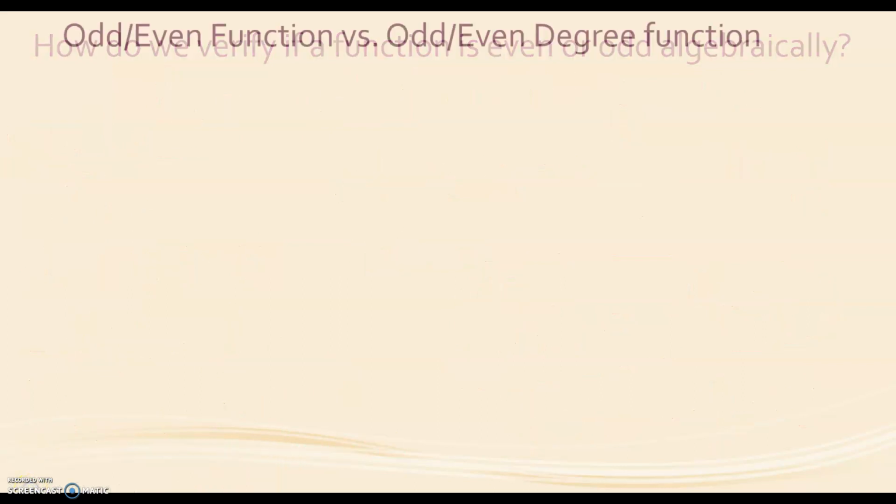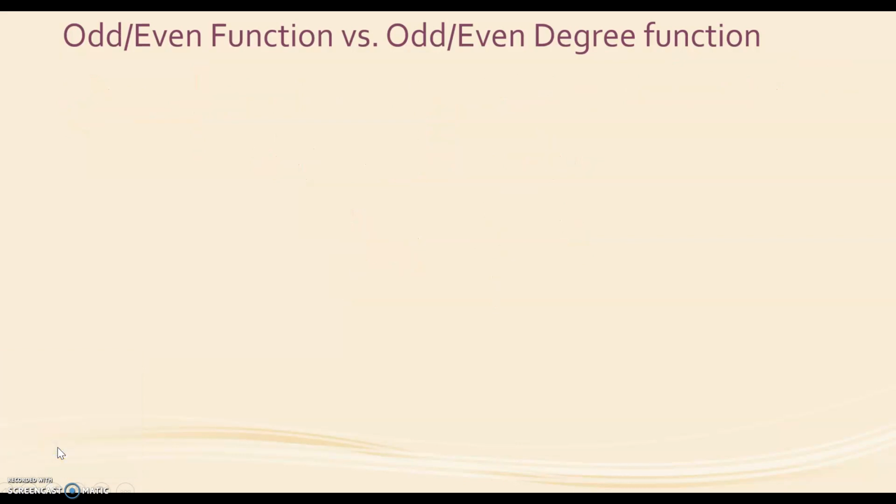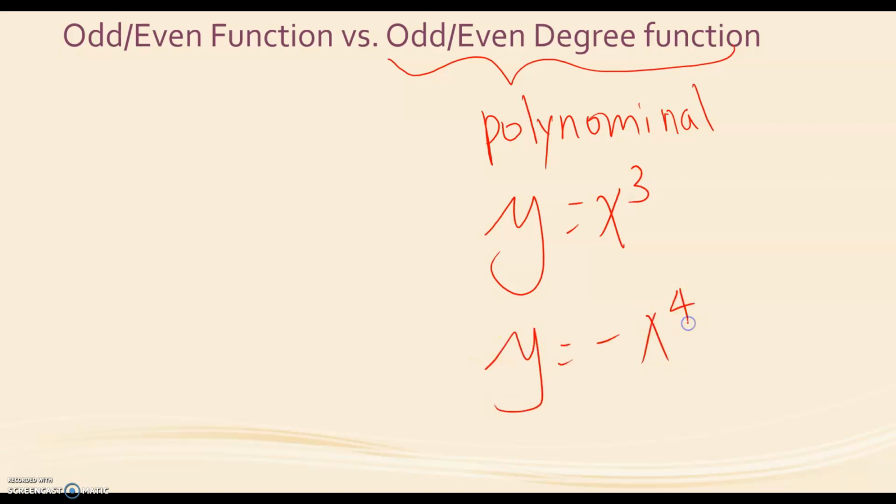Okay? The last thing I want to caution you guys about is that there is a difference between odd and even functions and odd and even degree functions. Please do not get those mixed up. Odd and even degree functions refers to polynomial functions. Okay? When you're talking about odd and even degree functions, you're always talking about polynomial functions. So things like y equals x to the third, y equals negative x to the fourth. These are odd and even degree polynomial functions.